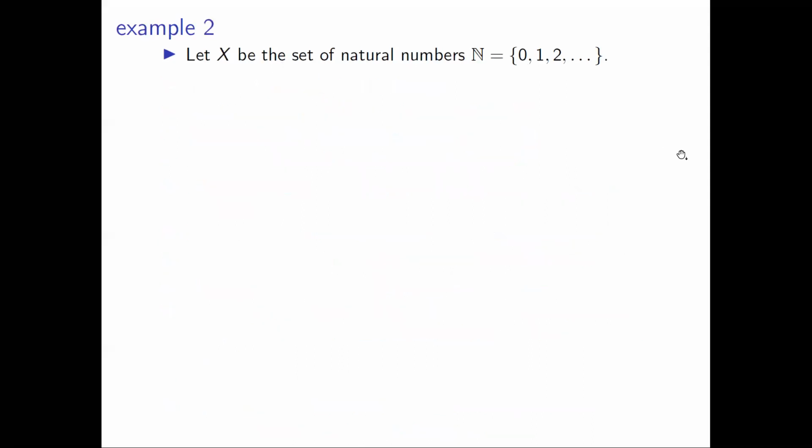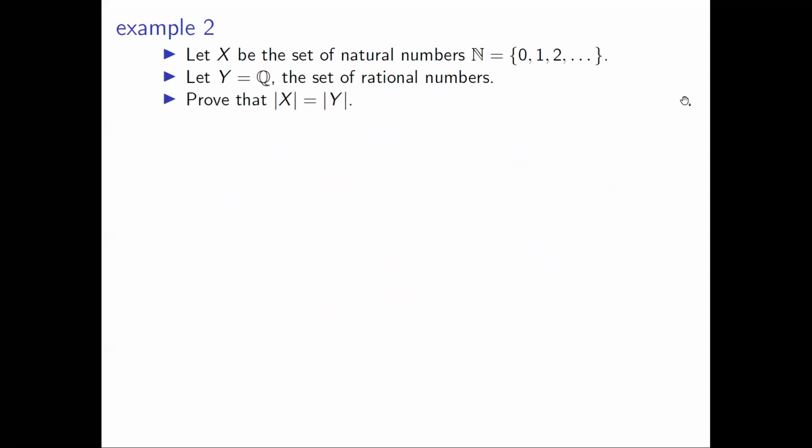Let's see a second example. And this one will maybe seem a little messier than the last. Let x be the set of natural numbers again, but this time let y be the set of rational numbers. And we're going to show that these two have the same cardinality. This is going to imply that the rational numbers are countable, which probably would have seemed surprising before the last slide, but after the last slide, probably this seems like it should be true.